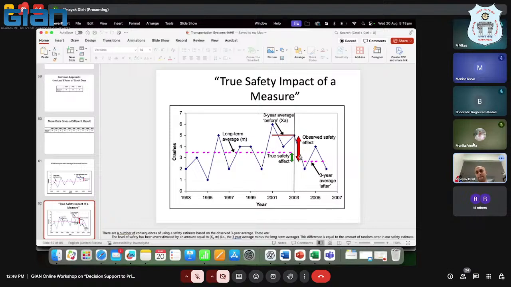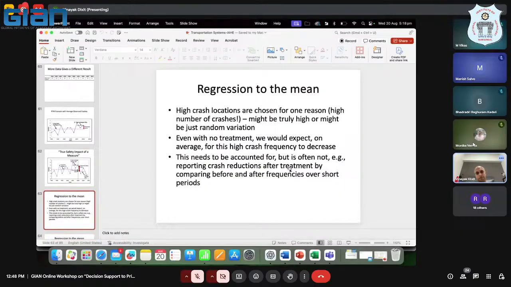What we are saying is that we should be trying to identify the true safety effect. That is the fundamental first problem in any kind of safety impact assessment: what is the true statistical measure of the difference. All right. Yes, sir.